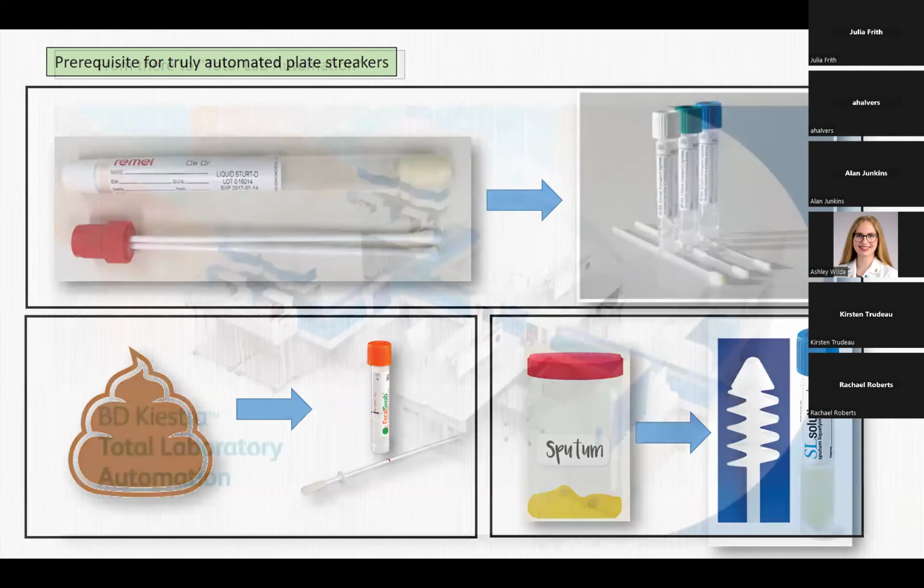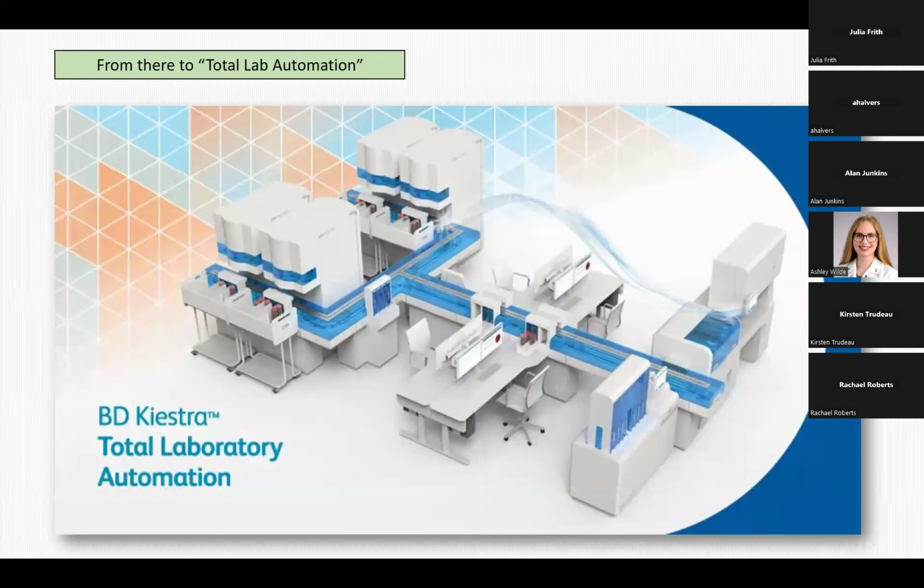So let me tell you about the two systems that are really out there that are going for full lab automation, or total lab automation. That's what they're calling it. This is a Kiestra instrument, produced by Becton Dickinson. Here's the way it operates. Down here, a machine inoculates your plates. This one comes with a hood where you can manually inoculate plates as well. Once the plates are streaked out, they go on this conveyor belt, which brings them down the line to one of these incubators.